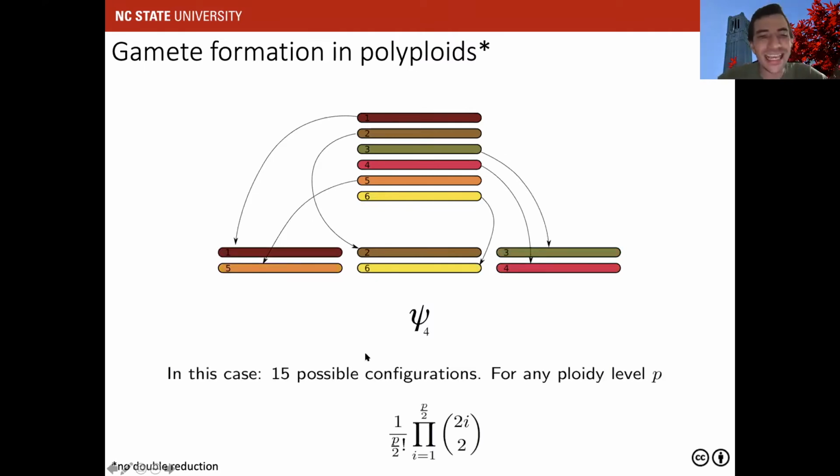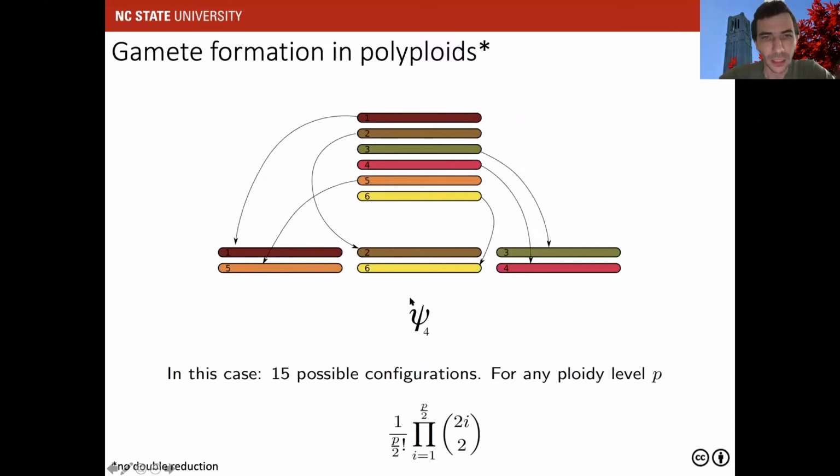We can have several. Actually, in this case, we have 15 possible configurations, right? For any ploidy level P, this is the number of configurations. For tetraploid, this number is 3. For hexaploids it is 15. For octaploids it is 100 and something. It's also a very, very explosive number.